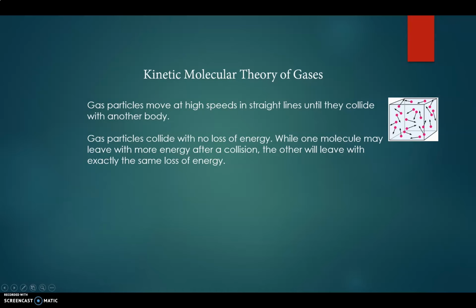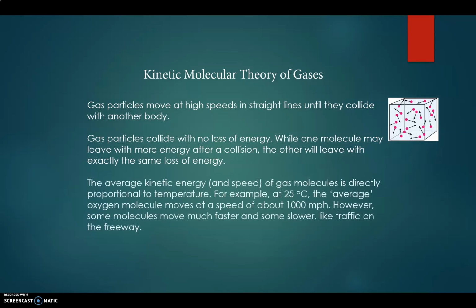The third part of the kinetic molecular theory has to do with the energy or the speed of the gas molecules or particles. And that simply says that the average kinetic energy of a molecule is directly proportional to its temperature. We learned way back at the beginning of the semester that temperature is a measure of the internal kinetic energy of a material. So the higher the temperature, the faster the particles are moving, and the higher their kinetic energy. So at 25 degrees Celsius, the average oxygen molecule is traveling about 1,000 miles an hour.